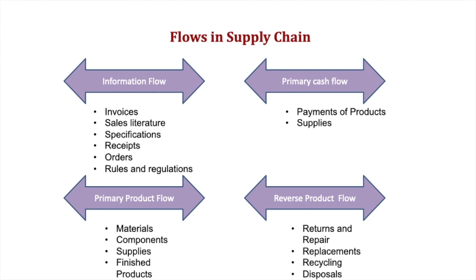Next is the primary cash flow. This will look into the payment of the product, and what suppliers are involved in this. And then primary product flow. This process will look into what kind of material, component, suppliers, and the finished product. And then the last one is the reverse product flow.